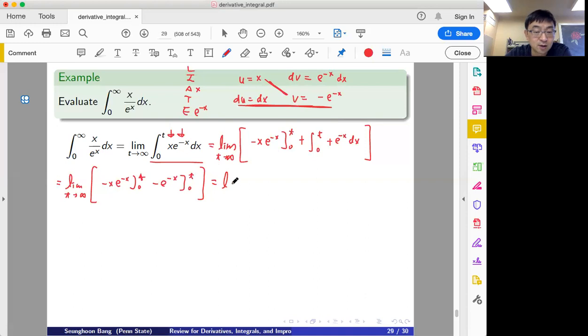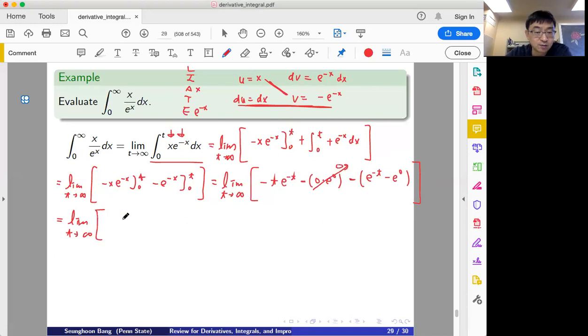You can calculate the limit as t approaches positive infinity. You plug in t: negative t e to the negative t, minus you plug in 0, 0 times e to the 0, minus same, plug in t: e to the negative t minus e to the 0. This is the limit as t approaches infinity. This is 0.